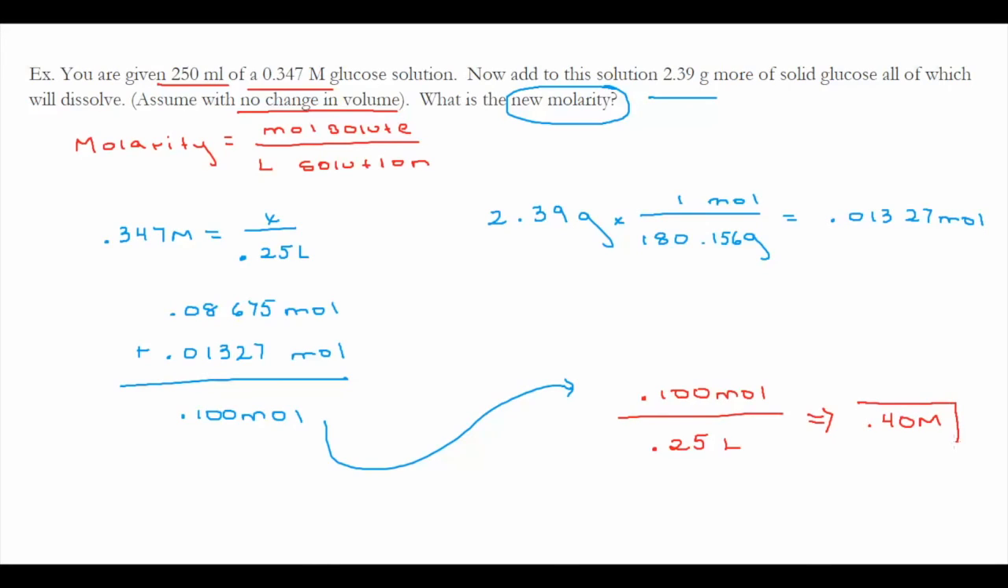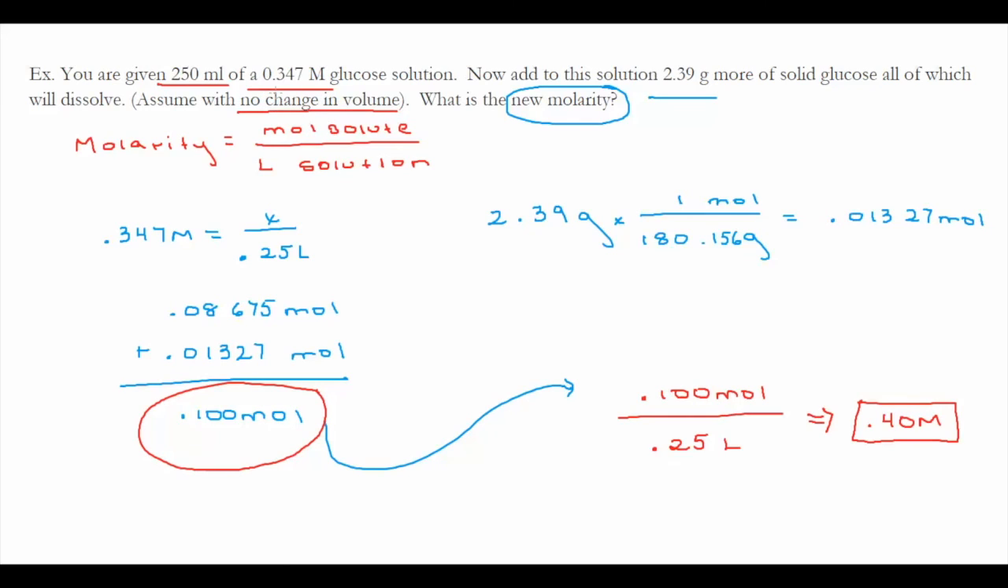Notice what this problem had you do was recognize that if I have the molarity and the volume, I can figure out how many moles of my solute, of my solid, I have. Then I'm going to add more solid to this to find the new total number of moles, and then I can divide it by the original volume, since volume doesn't change, and that gives me my new concentration. Notice my new concentration is 0.40, while it used to be 0.347, which makes sense because my solution is becoming more concentrated.